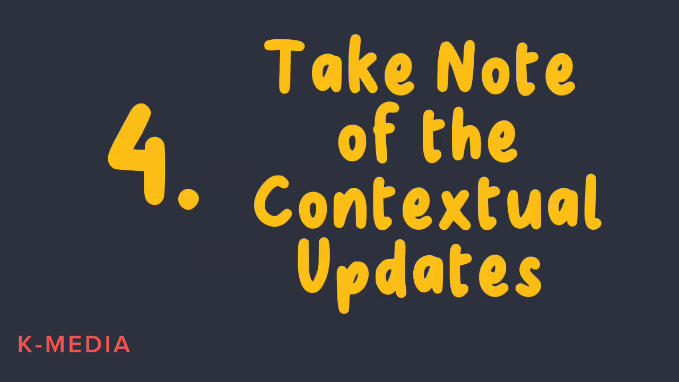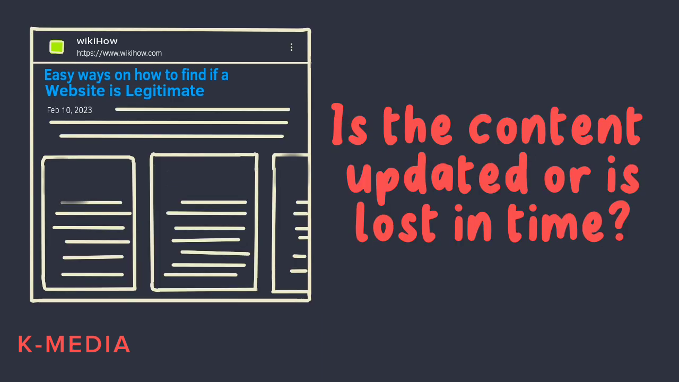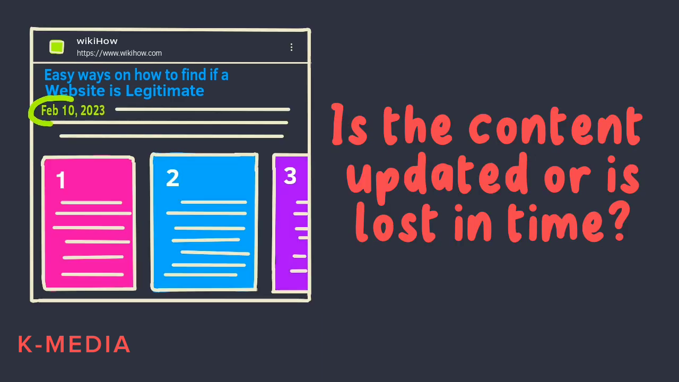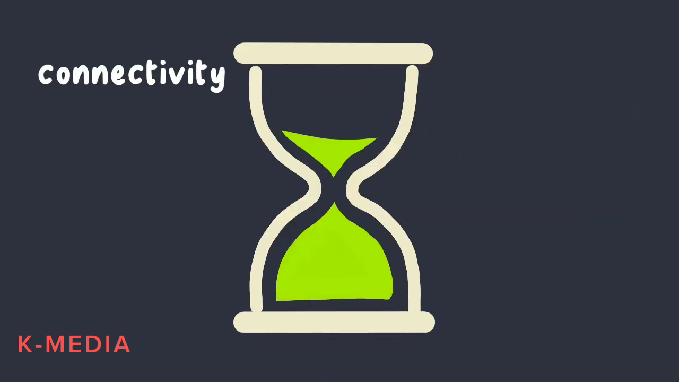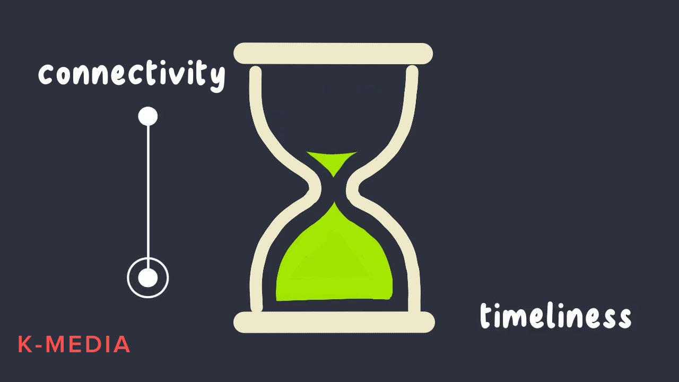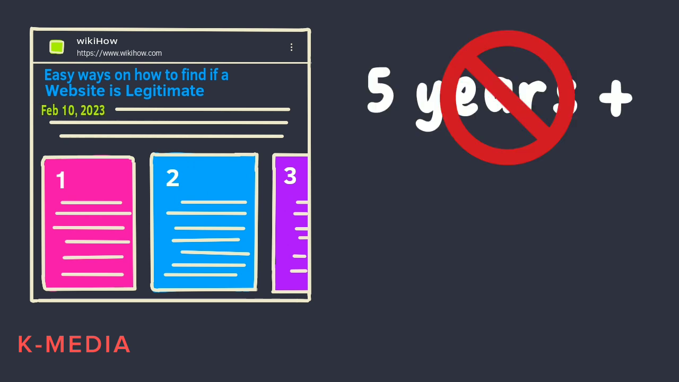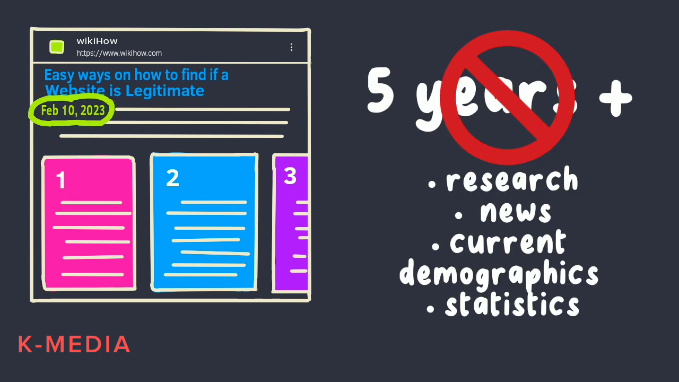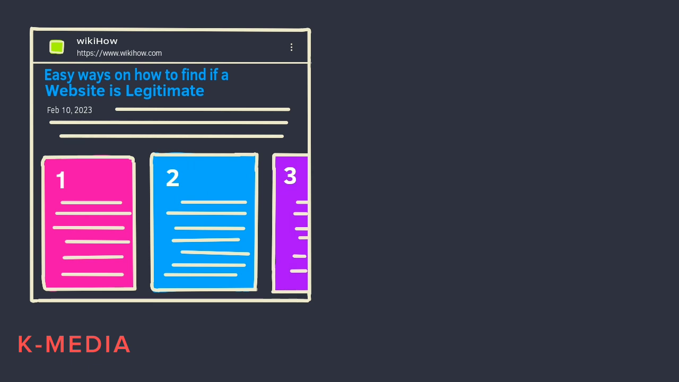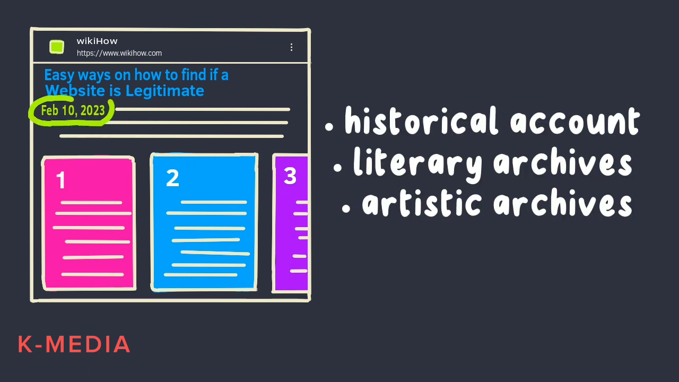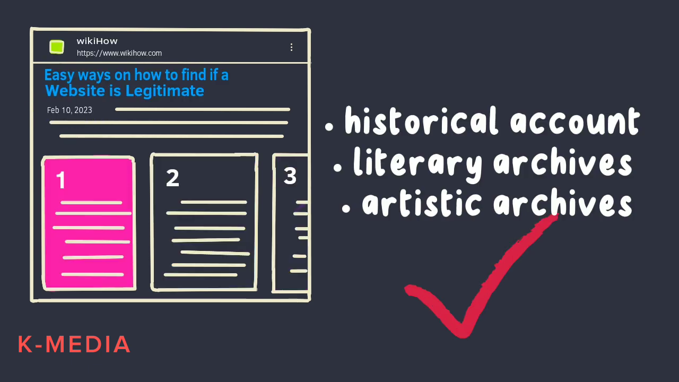Fourth, take note of the contextual updates. Is the content updated or is it lost in time? As connectivity progresses, the timeliness of content also shortens. In research, content published more than 5 years ago may not be relevant for current use. However, historical accounts in literary and artistic archives may still be factual.